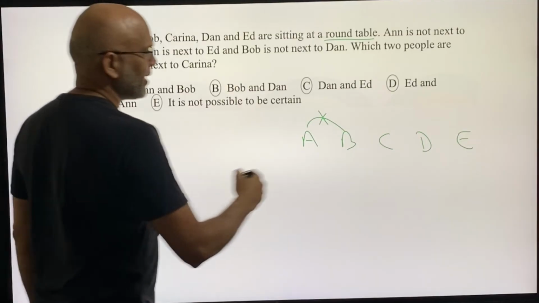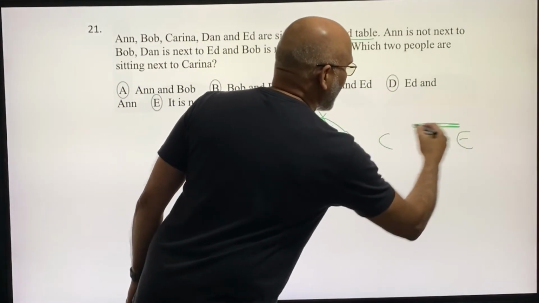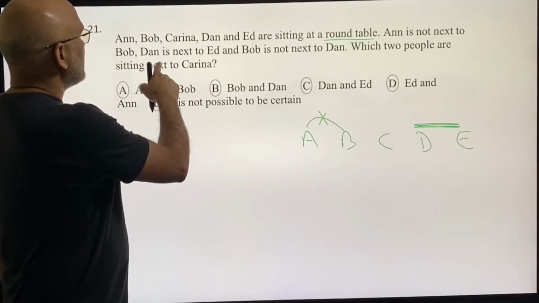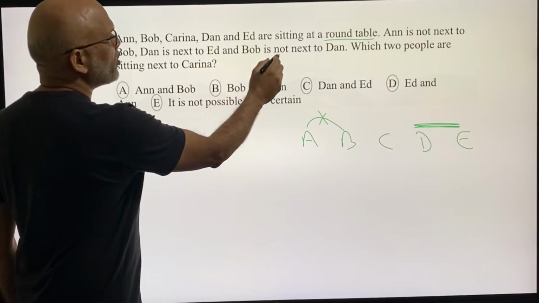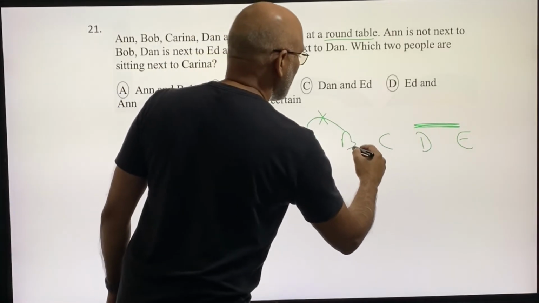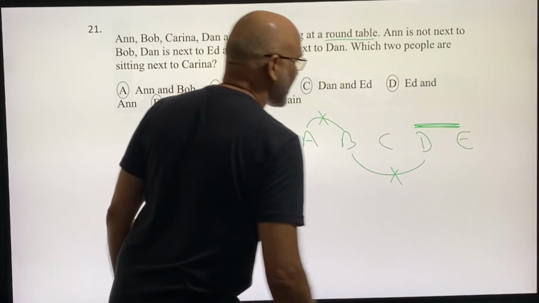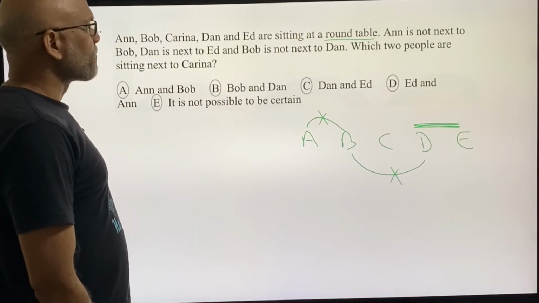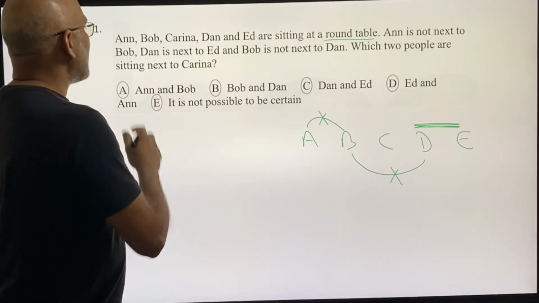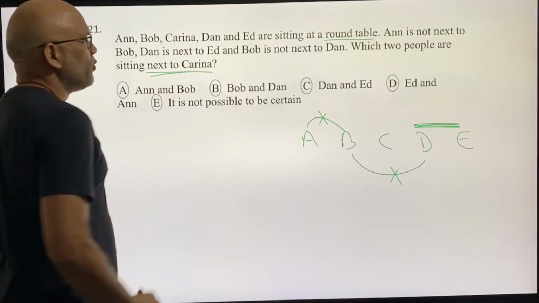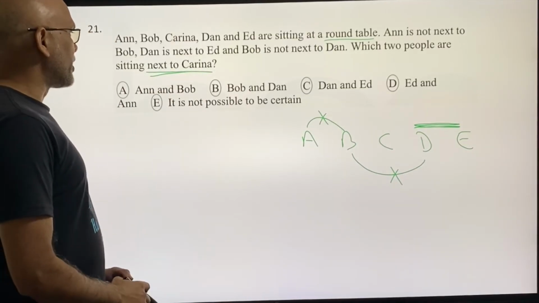Dan is next to Ed. Okay, Dan and Ed are next to each other. And Bob is not next to Dan. Okay, Bob is not next to Dan. Okay, which two people are sitting next to Carina?